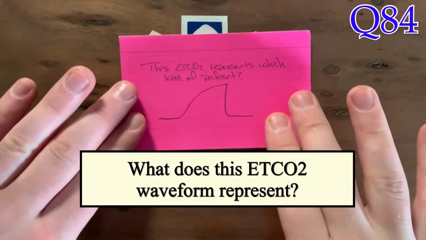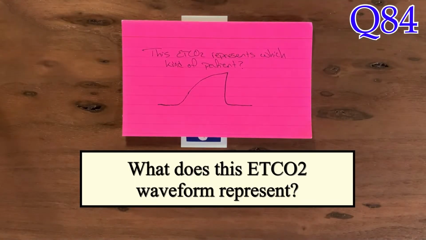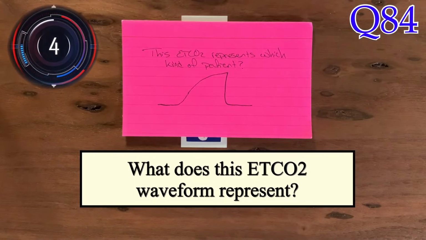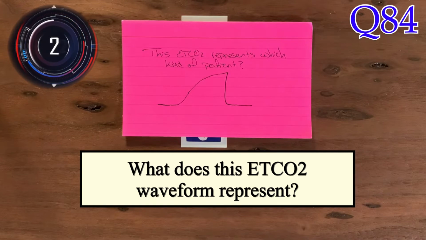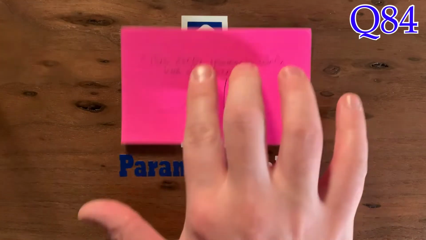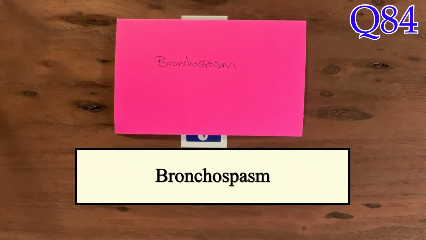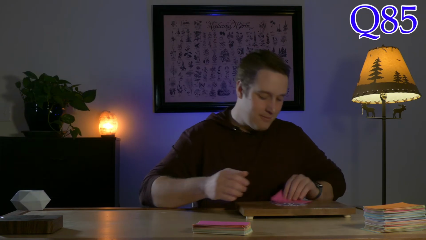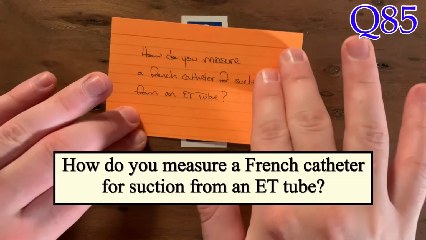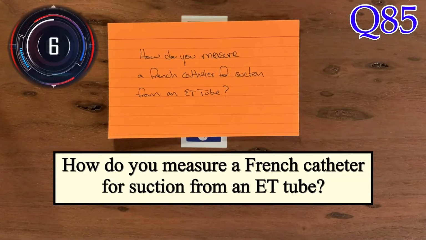What does this end-tidal carbon dioxide waveform represent? So when you see this waveform on your end-tidal, it's going to represent bronchospasm. Question 85. How do you measure a French catheter for suction from an ET tube?